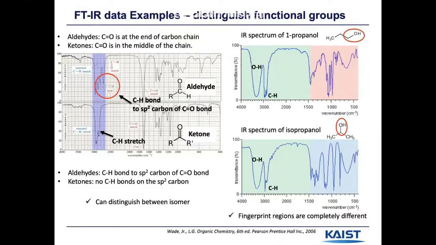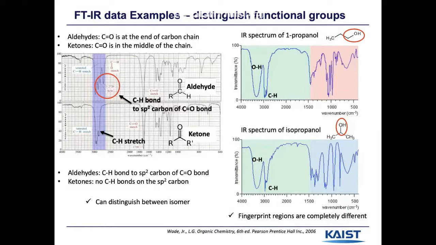Because aldehydes also contain a CH bond to the sp2 carbon of the CO bond, they also show a pair of medium strength bands positioned at about 2700 and 2800 per centimeter. These bands are missing in the spectrum of a ketone because the sp2 carbon of the ketone lacks the CH bond. So we can distinguish between the two.